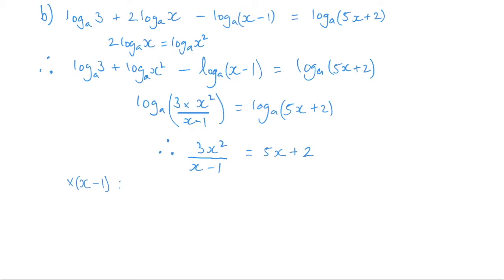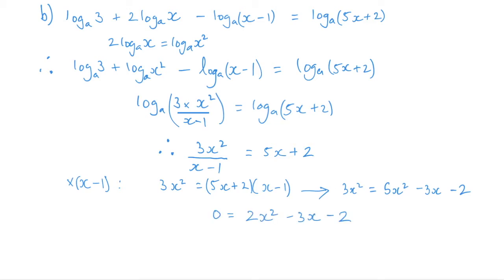We will start to simplify this by multiplying through by x minus 1, and then expanding the brackets gives us the equation shown, which on simplification becomes 2x squared minus 3x minus 2 is equal to 0, which we can then solve by factorising as shown. And this produces two potential results: x is minus a half and x equals 2.